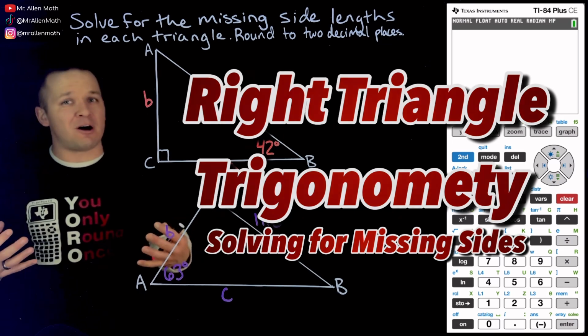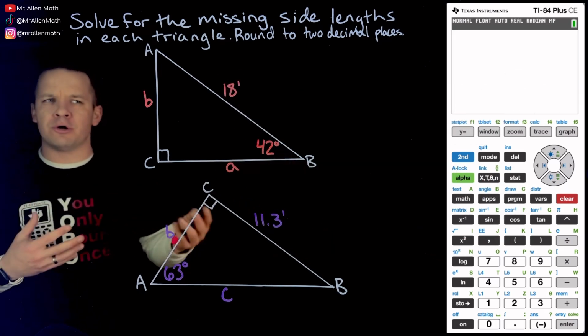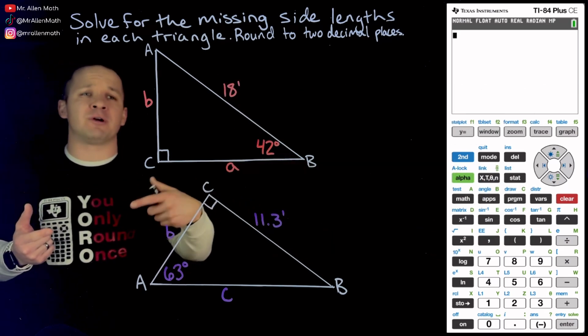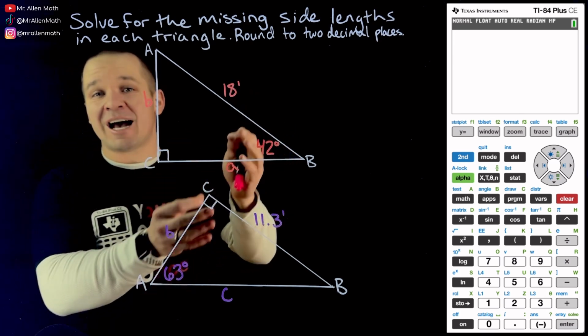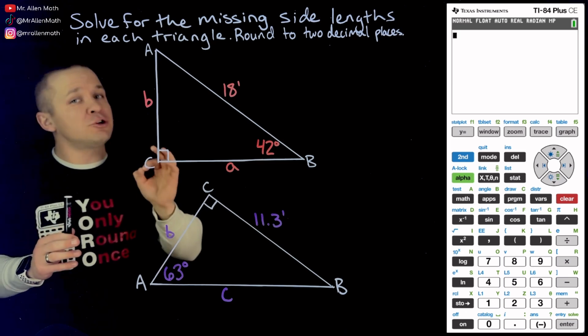And we've got a few ways to solve right triangles. So we've got to figure out which way we're going to use, and it's based off of the information that we're given. In both of these triangles, I have a known angle and a known side. This means that I'm going to be using right triangle trigonometry.